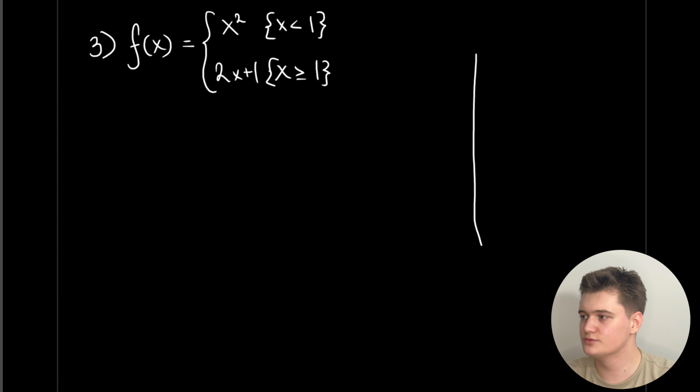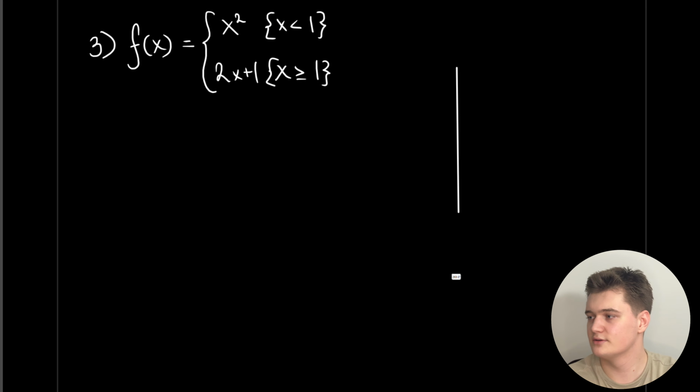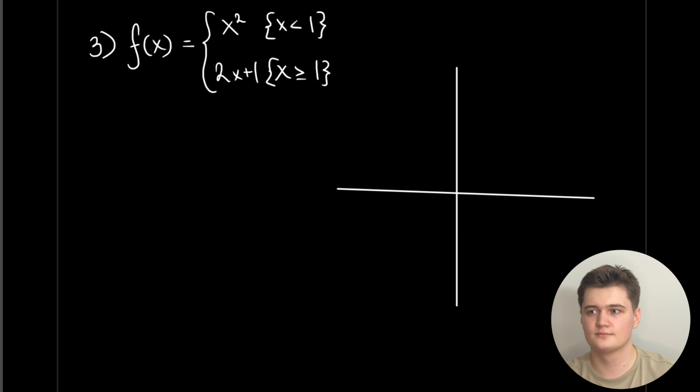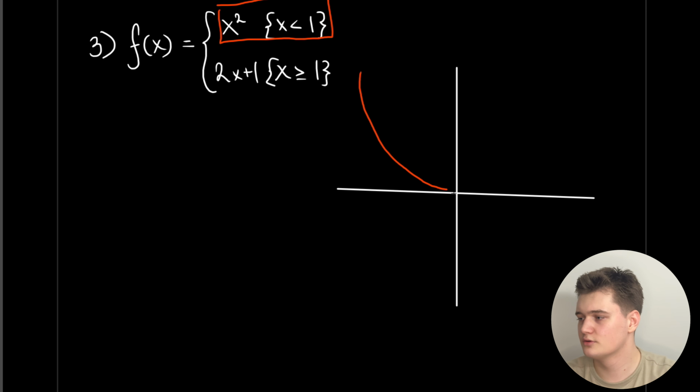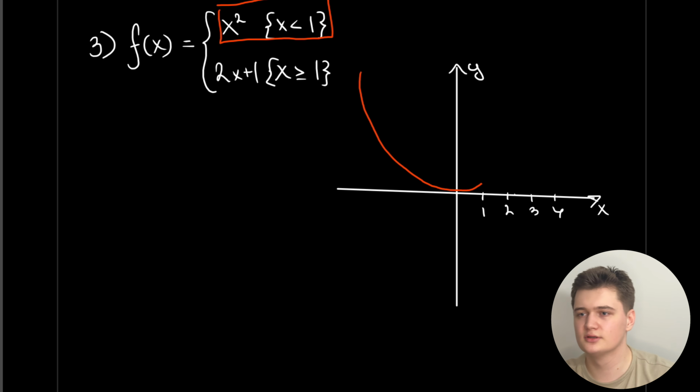I would try to draw it first. Let me use the straight line for this. There we go. So let's draw the left part with the red color. And x squared is just a parabola, right? So we can just draw it this way. Let's say it stops right here. This is where, let me label the axis, this is where our x equals 1. It goes on 2, 3, 4, and etc.